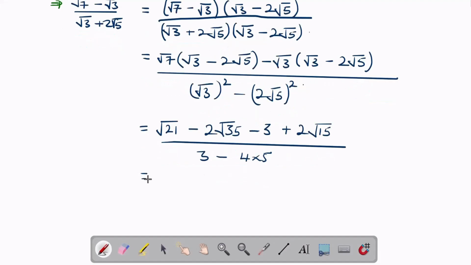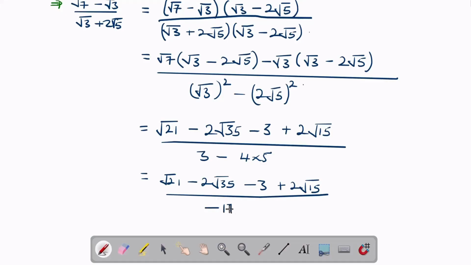As we simplify this, it is the same as having root 21 minus 2 root 35 minus 3 plus 2 root 15, divided by 3 minus 20, the same as negative 17. So this becomes our answer, whereby the denominator is now a rational number.